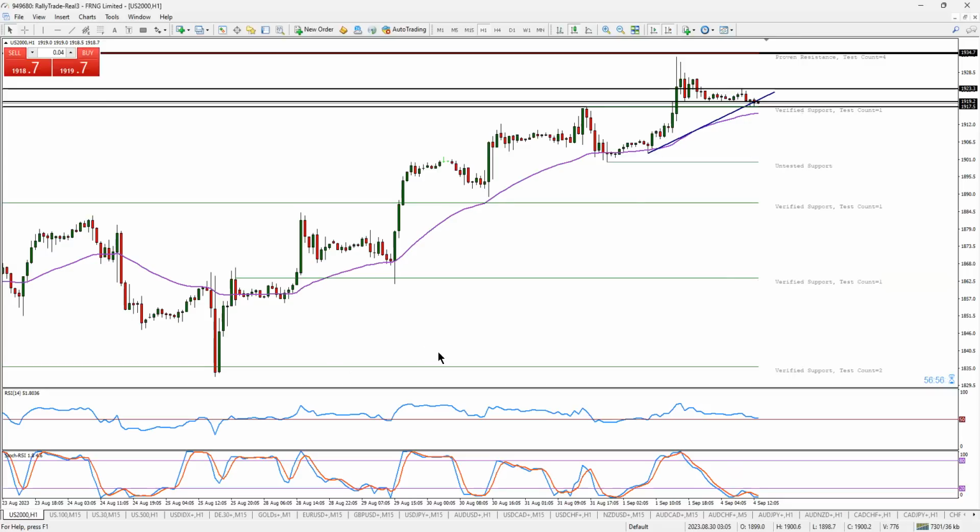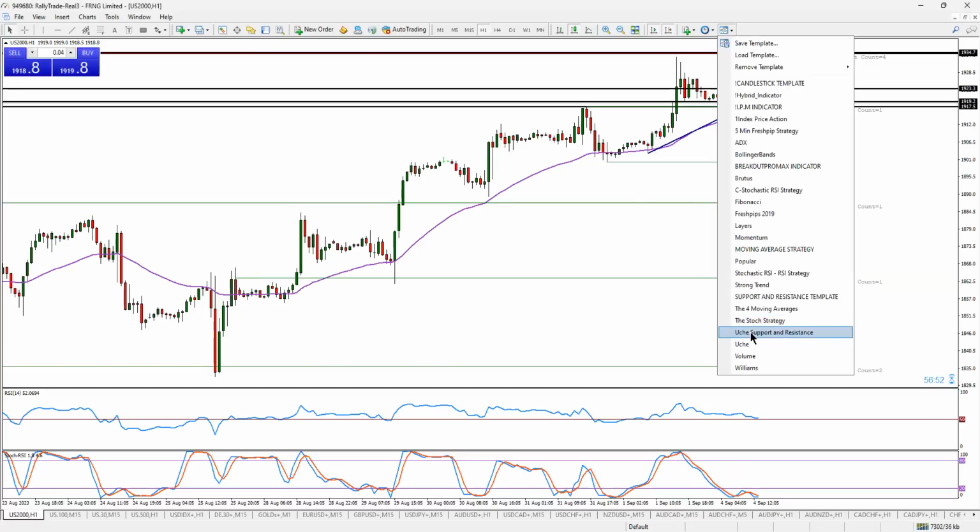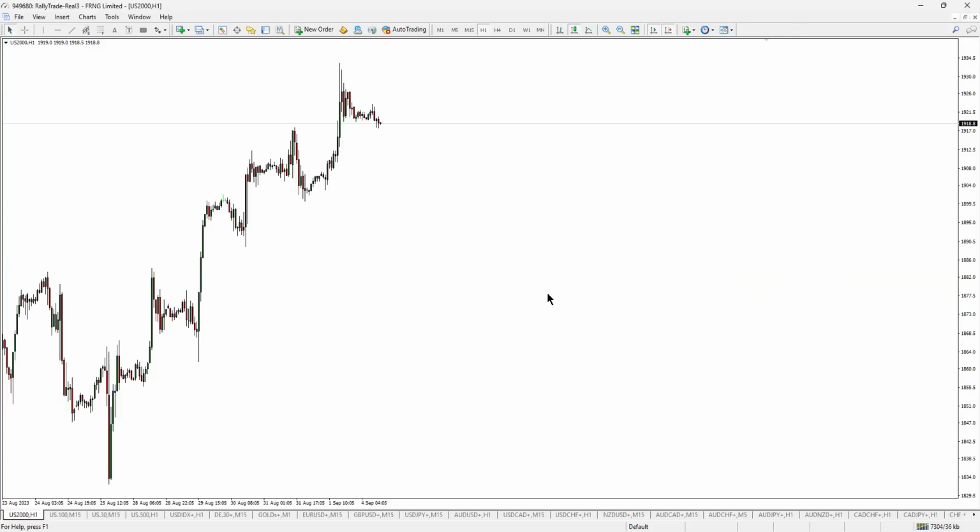Okay, all right. So this is the stochastic RSI strategy. Now, basically, when we talk about strategy, we are talking about a roadmap, something that can help us know what to do.